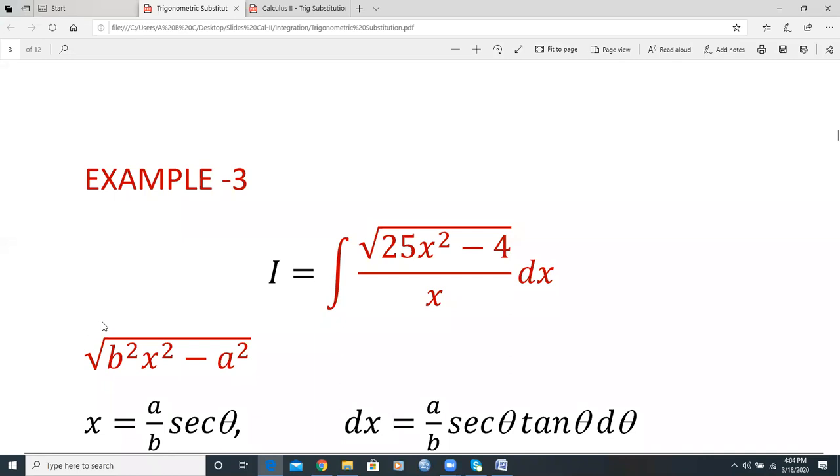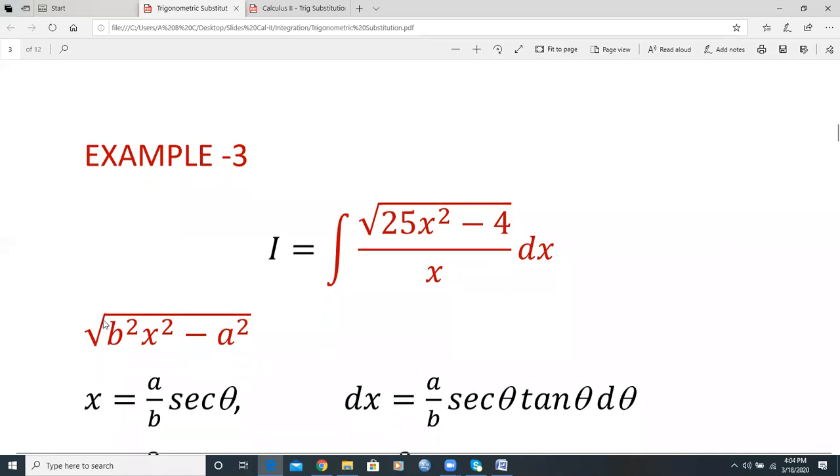This is the first rule for the trigonometric function. When we have square root b square x square minus a square, for this type of integrand, we suppose x is equal to a over b sec theta. The reason is, when we substitute x is equal to a over b sec theta in this square root, it becomes a square times sec square theta minus a square.